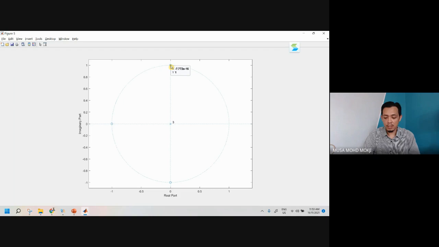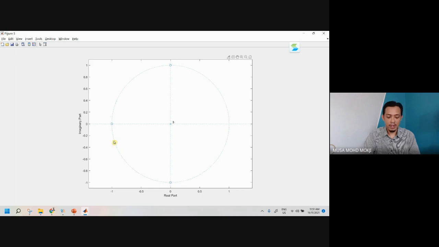For this one, the real value is 0 and the imaginary value is 1. For this one, the real value is -1 and the imaginary value is 0. And the last one, the real value is 0, and that one is very close to 0, because this is a digital system. Our computer is a digital system. It doesn't get 0, it gets very, very close to 0. And the imaginary value is -1.